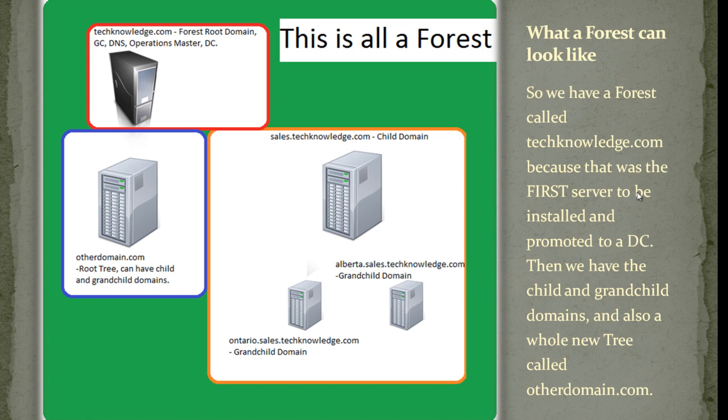I guess I should have brought this up: we have a forest called technology.com because that was the first server to be installed and promoted to a domain controller, and then we have the child and grandchild domains, and also a whole new tree called otherdomain.com. We're going to get into all that. Our first domain controller will be called technology.com, our first child is going to be sales.technology.com, and then we're going to set up a trust for otherdomain.com. But that's going to be in a couple of videos. So that's it for what I want to cover in the concepts of Active Directory, and now we're going to get into installing Active Directory.